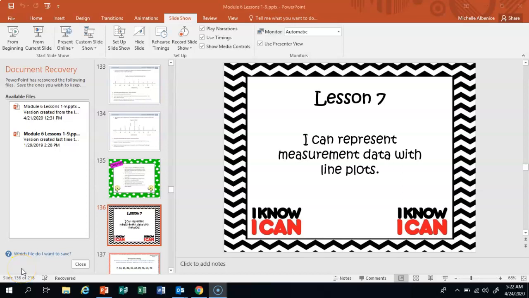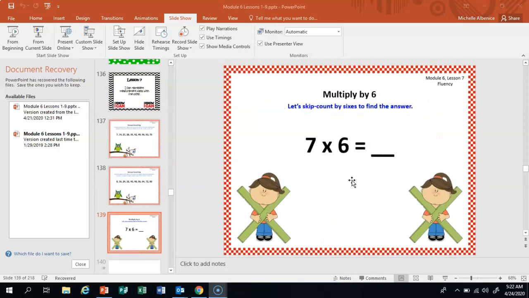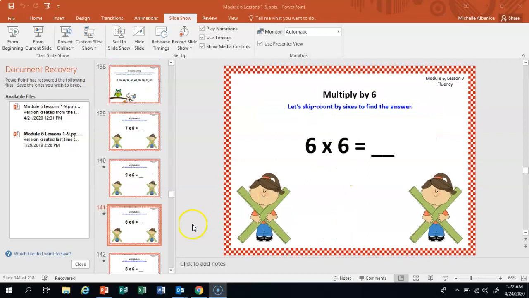Hey guys, Miss Albanese. Lesson 7, Module 6, ready to go. Today our target is I can represent measurement data with line plots. We've been doing line plots already. We did one yesterday, or well, a couple of days ago, I guess.